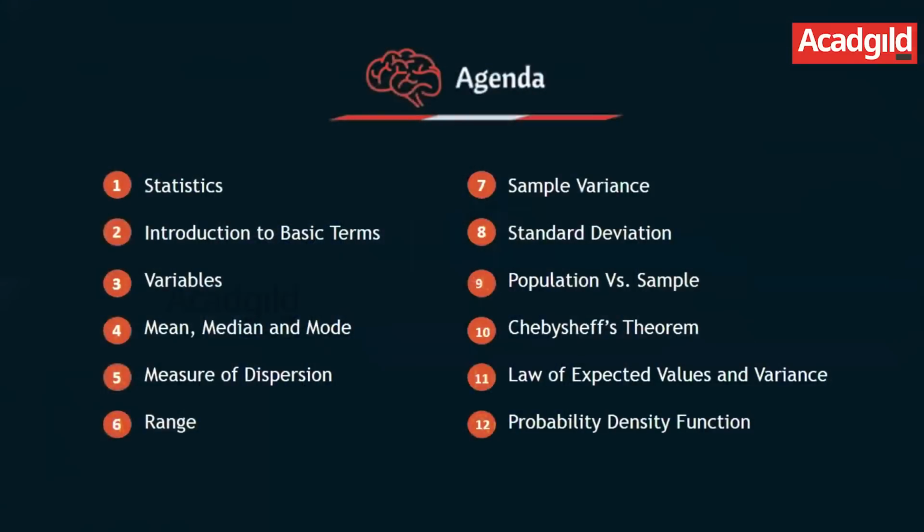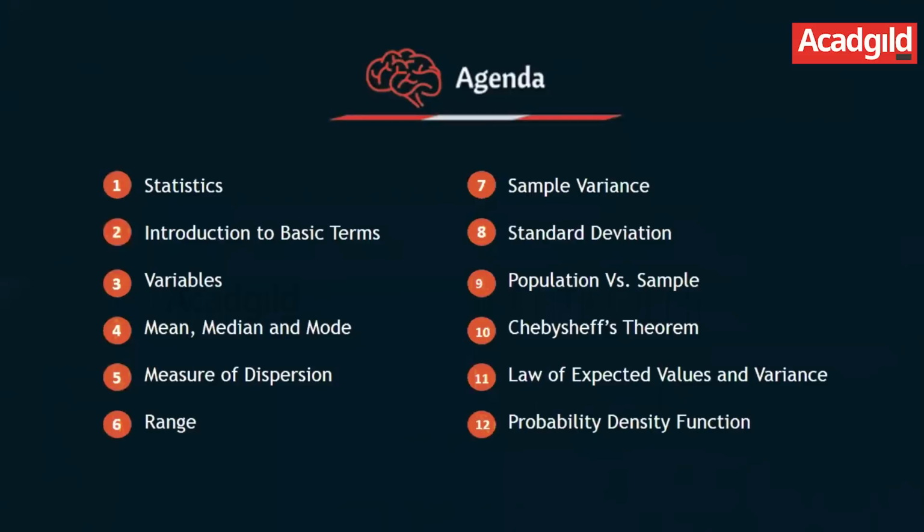In the statistical learning module, the first part that we talk of is Introduction to Statistics. The things that we are going to cover here are basic statistics, the introduction to the basic terms, what the variables are, what the measures of central tendency are: the mean, median, mode, and the measures of dispersion: range, standard deviation, variance, and we'll discuss them all.